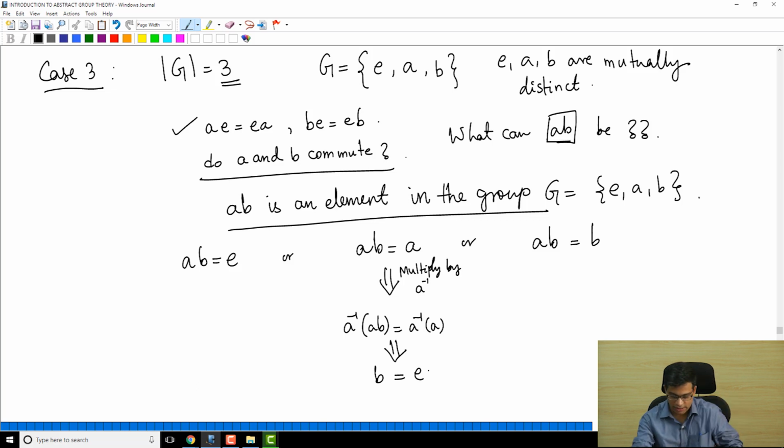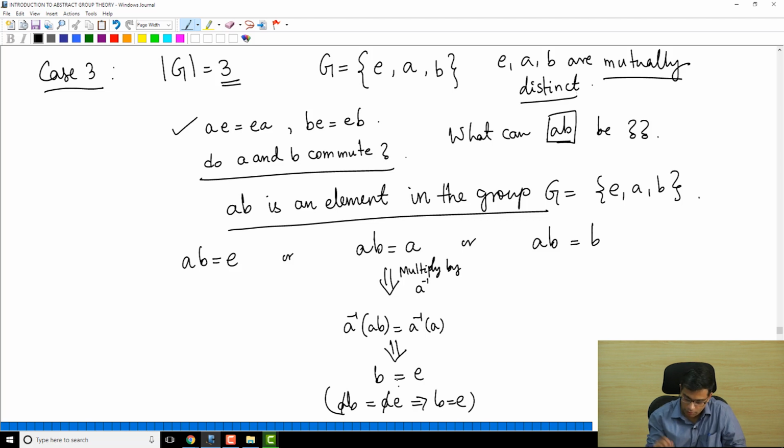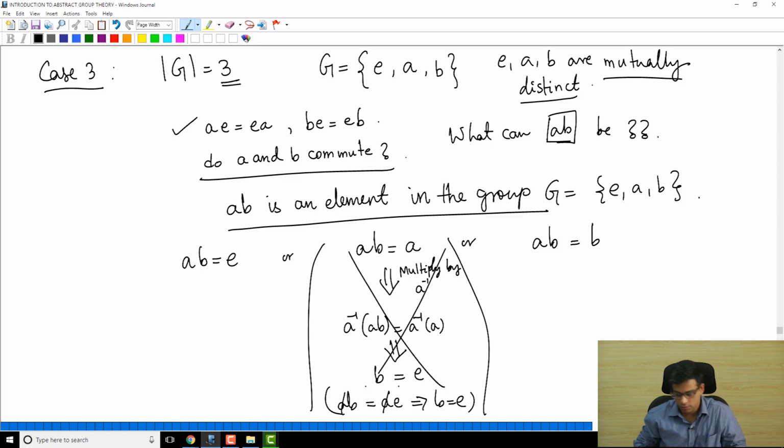So, the cancellation property directly gives this, because if AB equals A, which is nothing but A times E, then I cancel A. I have just spelled it out, but this is what we have. But is B equal to E? Certainly B is not equal to E, because they are distinct elements. So, this is not possible.